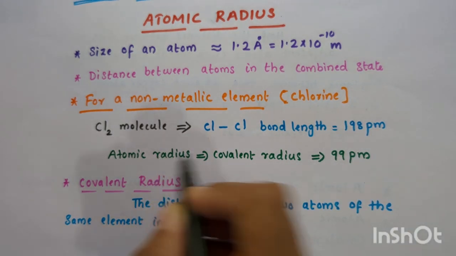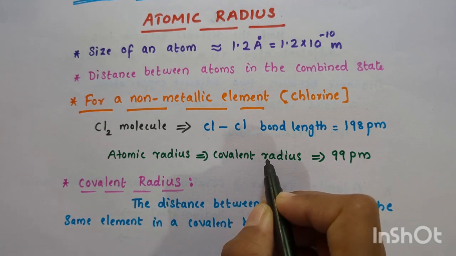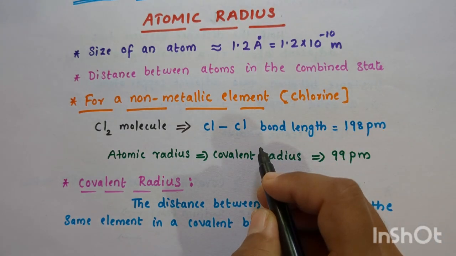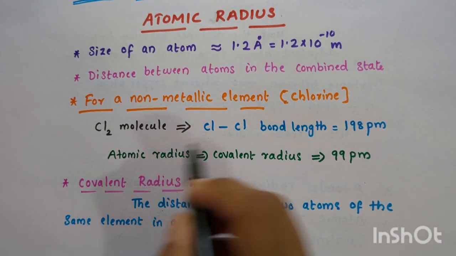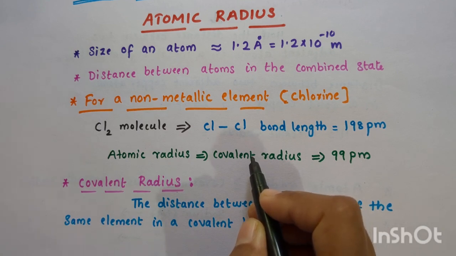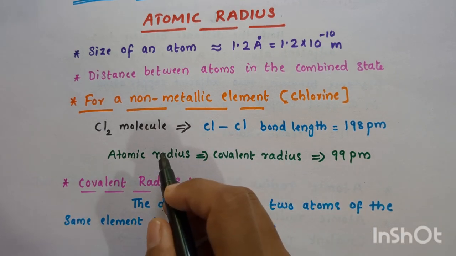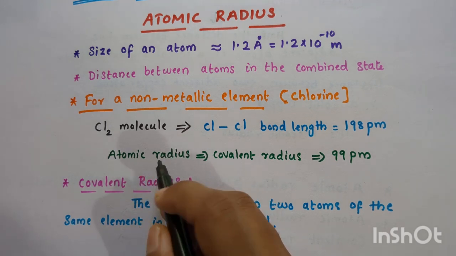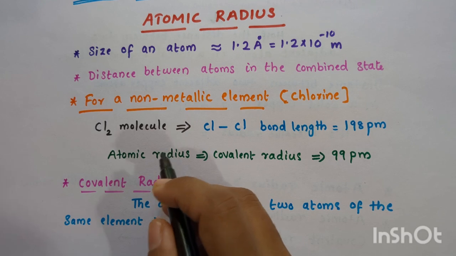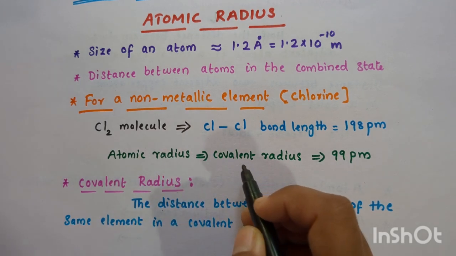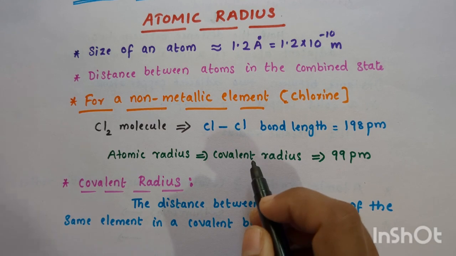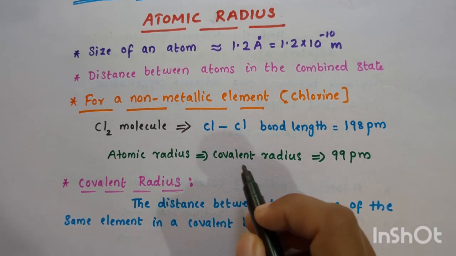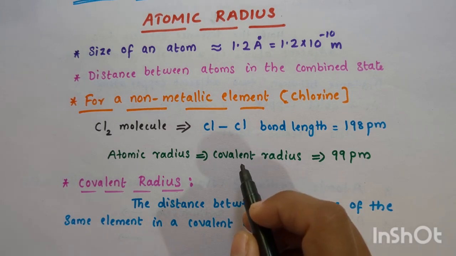More specifically, we can say that it is the covalent radius of chlorine. If the element is a non-metal like chlorine, the term atomic radius refers to the covalent radius of an atom. Atomic radius or van der Waals radius represents the overall size of an atom, that is, the distance from the nucleus to the outermost electron in an atom. And covalent radius is the distance between two atoms of the same element in a covalent bond.